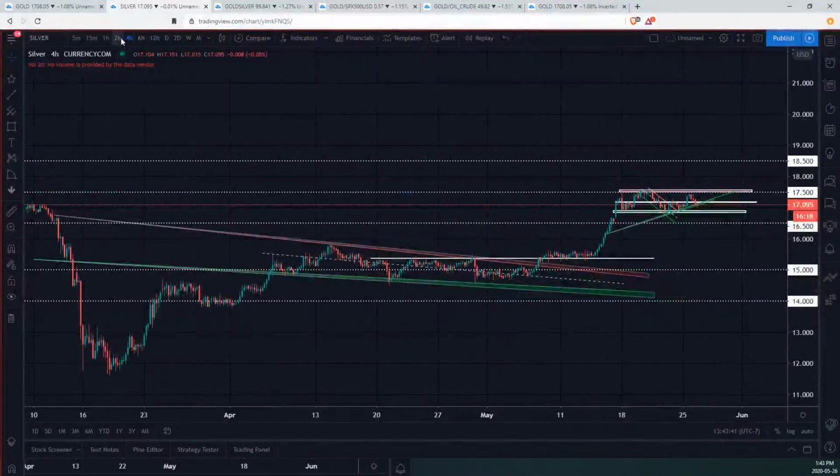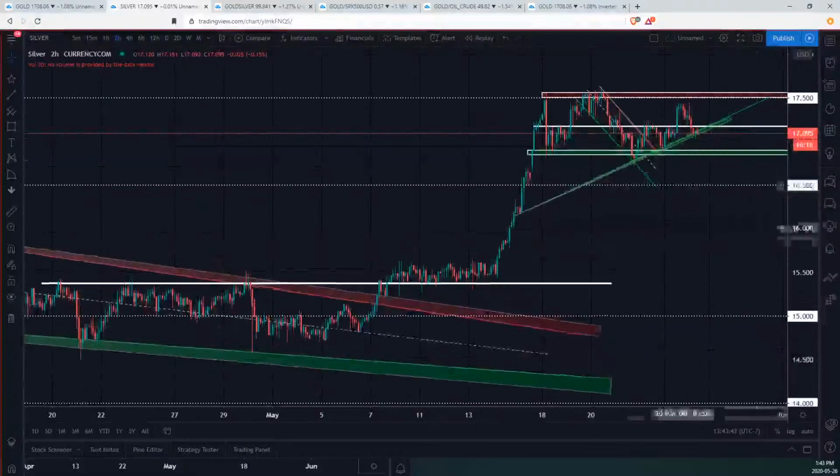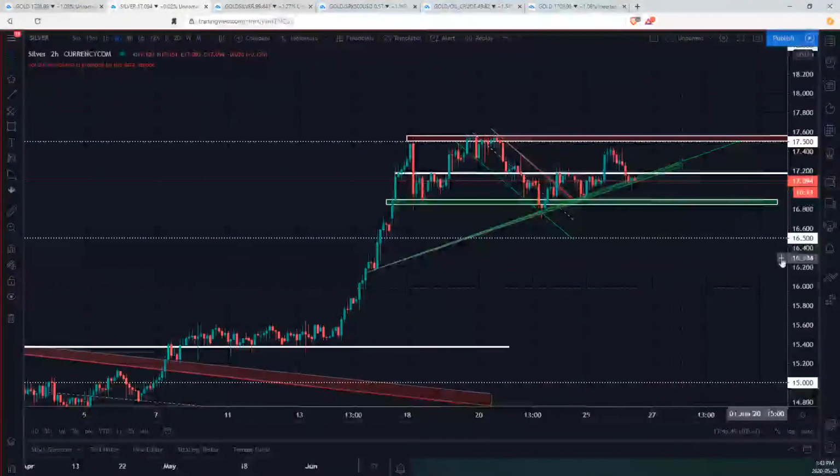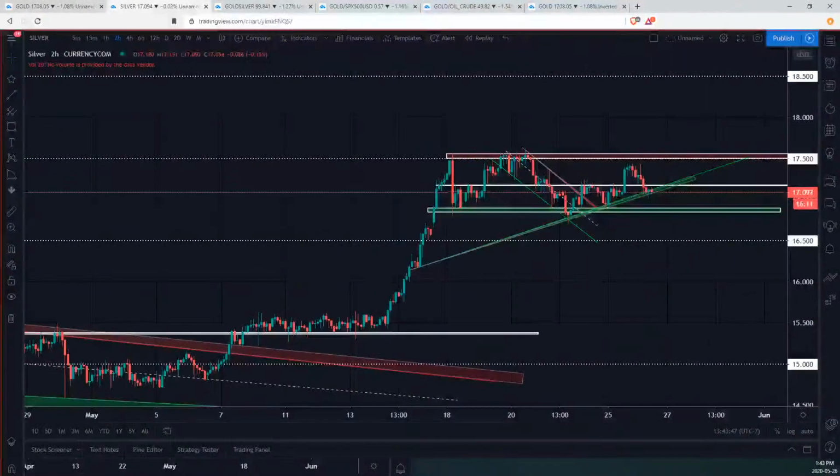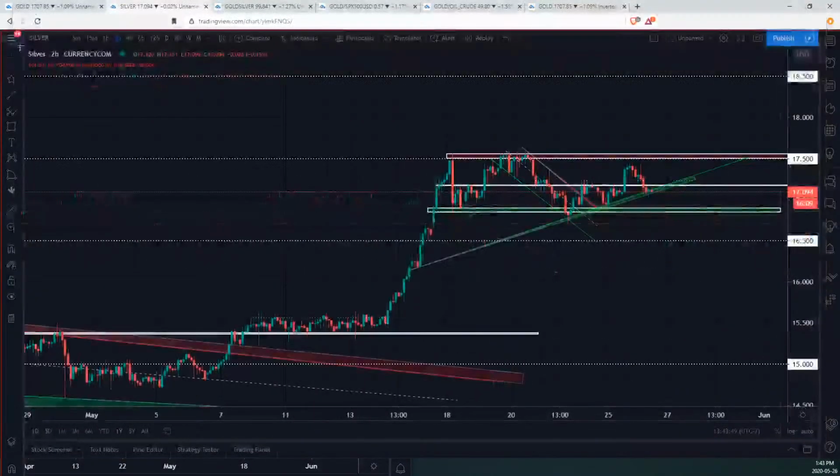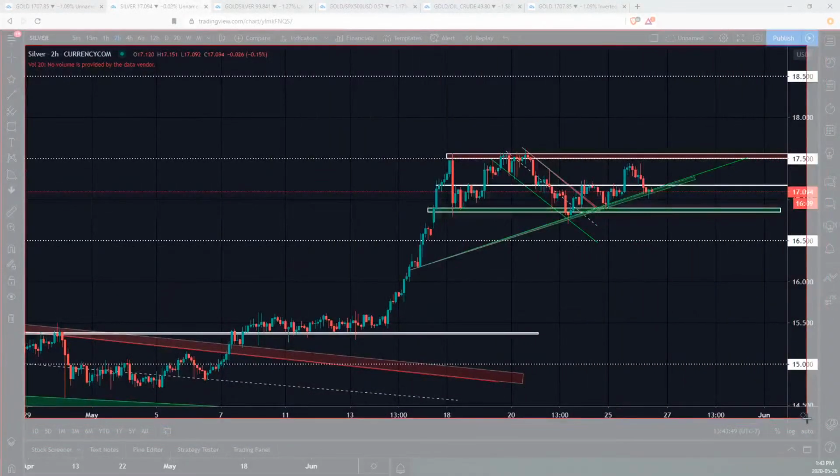Let's go maybe on the 2 hour. I think it's a good time frame to be looking at this chart. All right, and let's take a picture right here. So we really would like to see this current support hold.